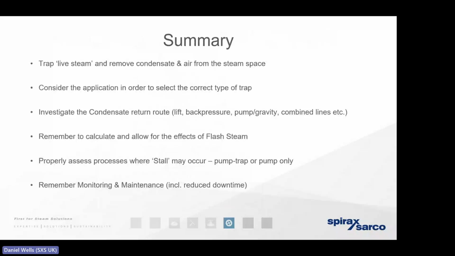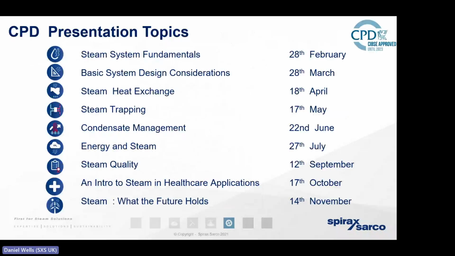So I'd like to thank you very much for your time. I've put a few points of summary up there on the screen. Essentially, the points that we want to remember is that we need to size a trap on the increased warming up load, not on the running load. We need to size the pipework in accordance with that flash steam that may be expected downstream. And we always size the trap on the mass flow rate of condensate and the differential pressure moving across the trap.